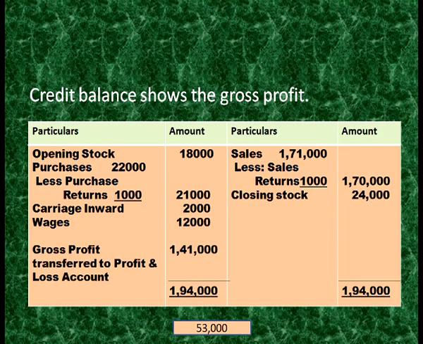For example, if you see this account, this is more like a ledger account with the debit side and the credit side. In the credit side, sales, net sales and closing stock are written, whereas in the debit side, opening stock, net purchases, carriage inwards and wages are written. If you see the credit side, the total amount is 1,94,000, whereas the debit amount is only 53,000. Since the credit side is more than the debit side, we have got gross profit which is placed in the debit side.